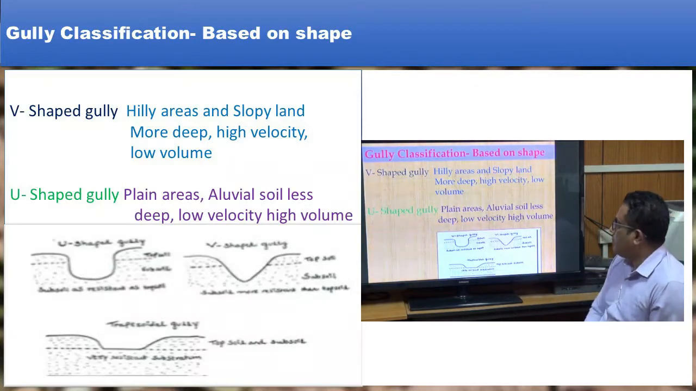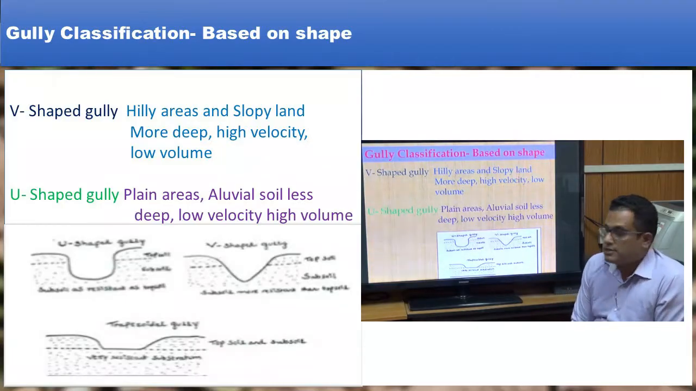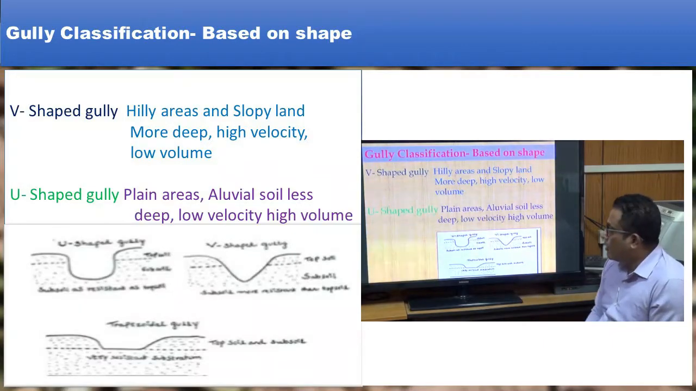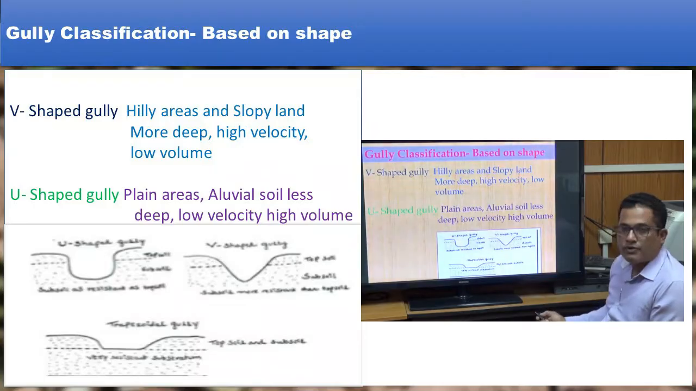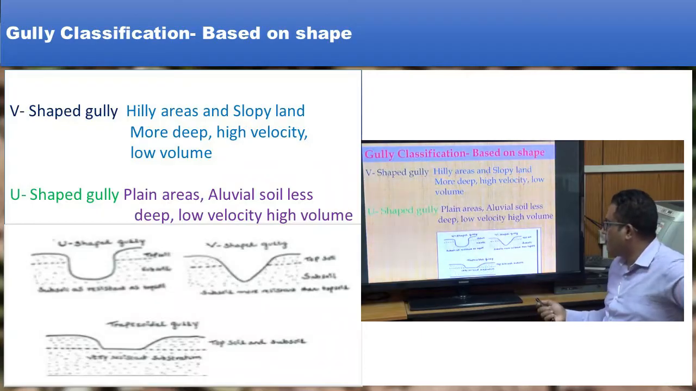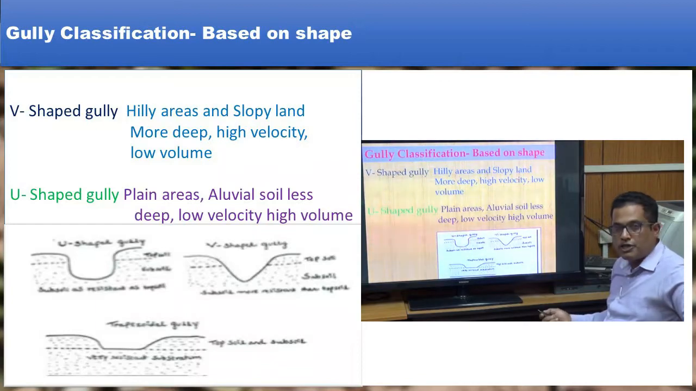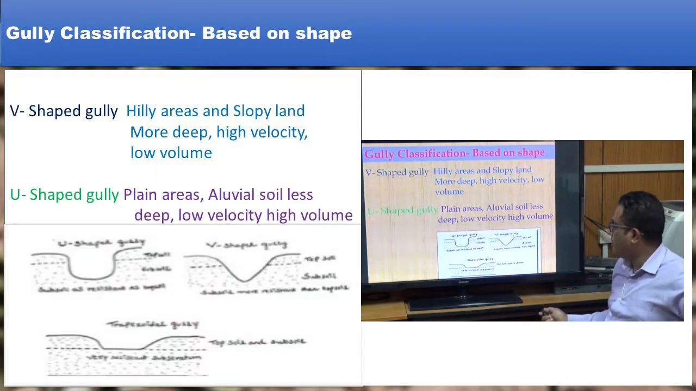Second is your U-shaped gully. U-shaped gully normally occurs in plain areas or in alluvial soils. In such a gully, the depth would be lesser than a V-shaped gully. If there is excess rainfall or excess water flowing through this gully, it will flow at a low velocity, but since its dimensions are high, it's U-shaped, parabolic shaped, it will carry high volumes. So this is a characteristic of plain land, and that is a characteristic of hilly land.